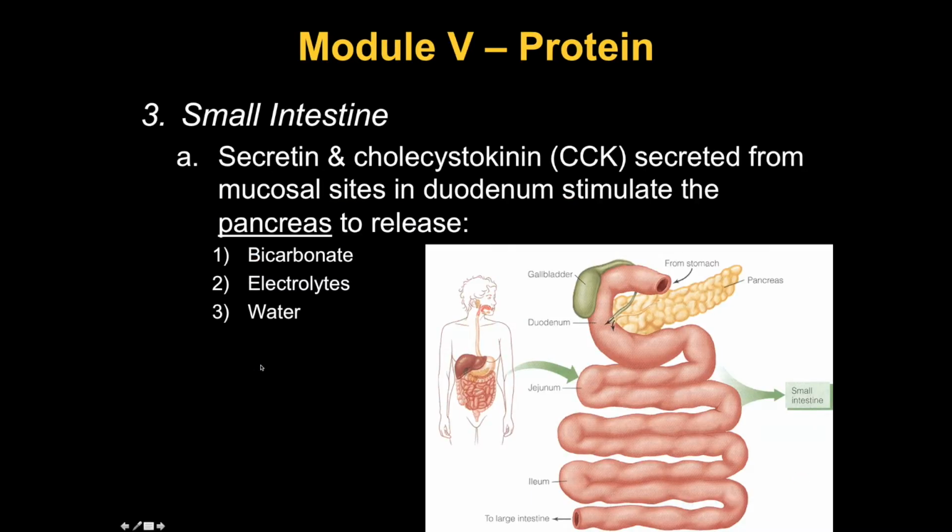In the small intestine, we're going to get secretin and cholecystokinin secreted from the mucosal sites to stimulate the pancreas, and it's going to stimulate the pancreas to release bicarbonate, which is going to protect the unprotected lining of the small intestine against the acid that was mixed in with the partially digested food. We also are going to release some electrolytes and water.